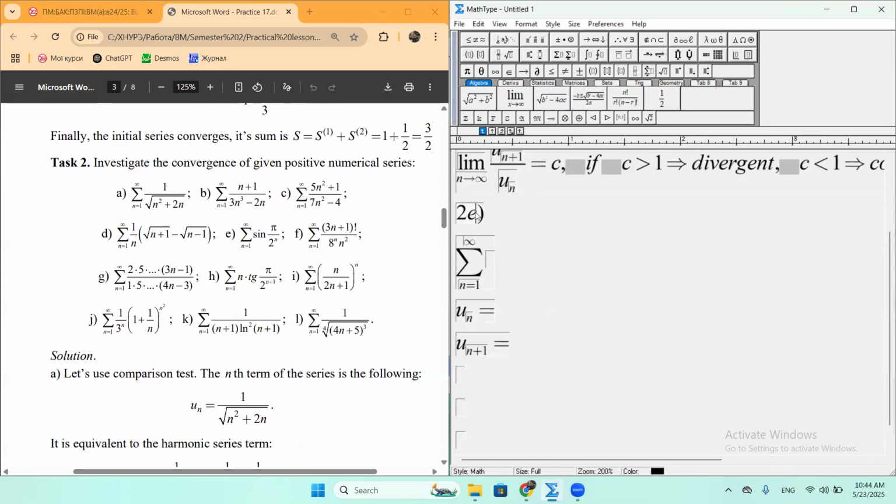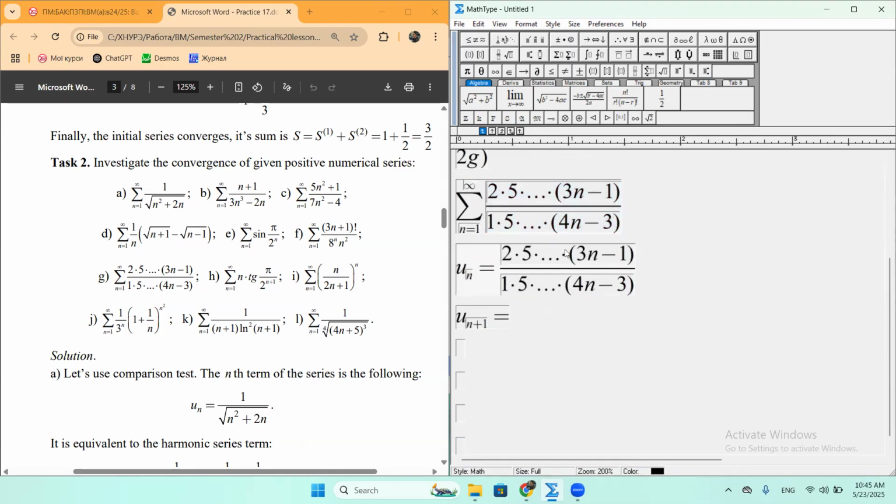We have already solved F, so now moving to G. The following series: 2 by 5 by and so on by 3n minus 1, and here 1 multiplied by 5 multiplied by and so on, and finally multiplied by 4n minus 3. So the following series.